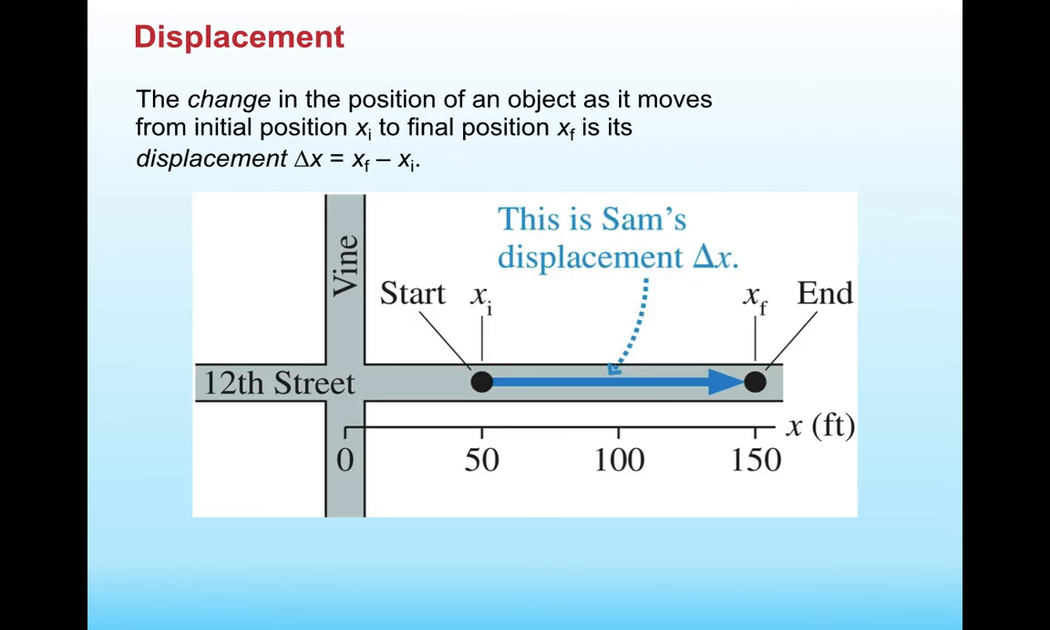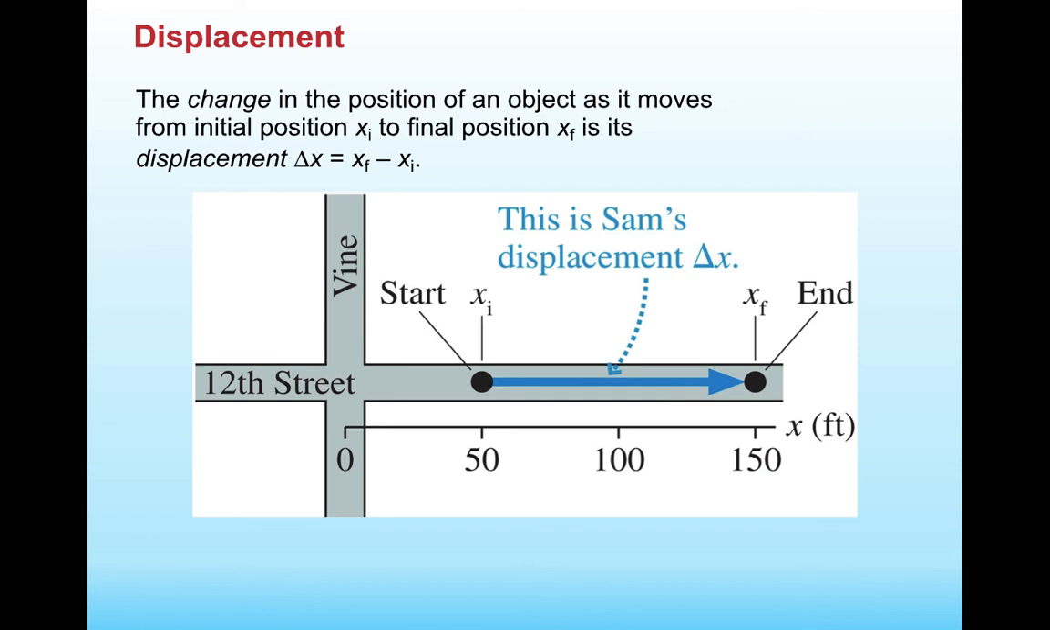So what is displacement? A displacement is the change in the position of an object as it moves from some initial position, we usually call that x sub i, to some final position, which we usually call x sub f. And this displacement is the delta x, which is x sub f minus x sub i. I want to point out that this displacement can be either positive or negative.